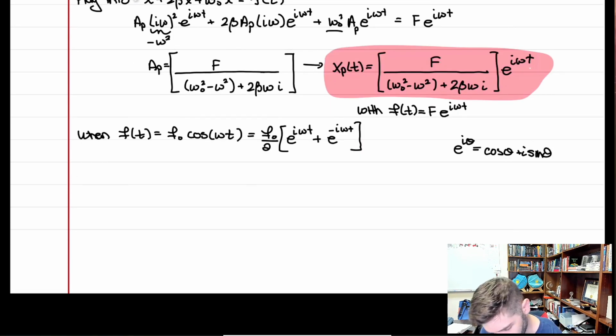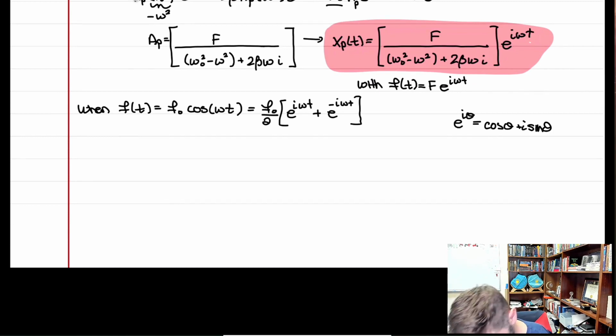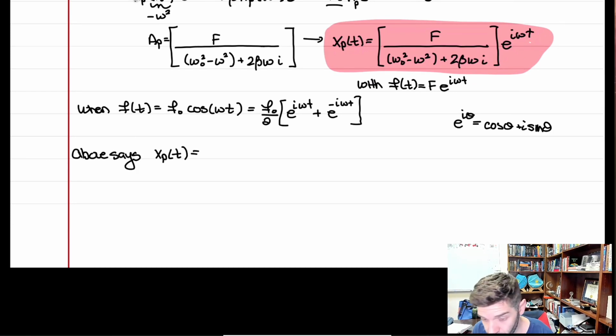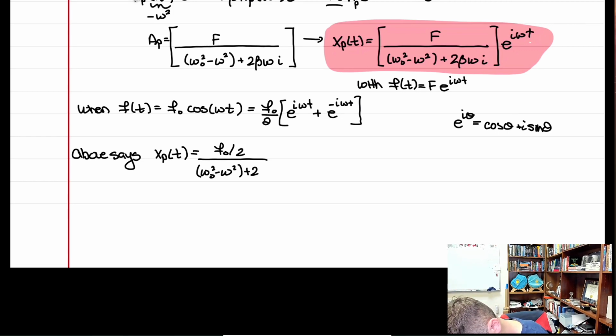So the nice thing is that we already know the particular solution. In this case, for the first exponential, it's going to be something like F naught over 2 divided by omega naught squared minus omega squared plus 2 beta omega times i, all times e to the i omega t. And then, let's see, I should put some brackets around this.